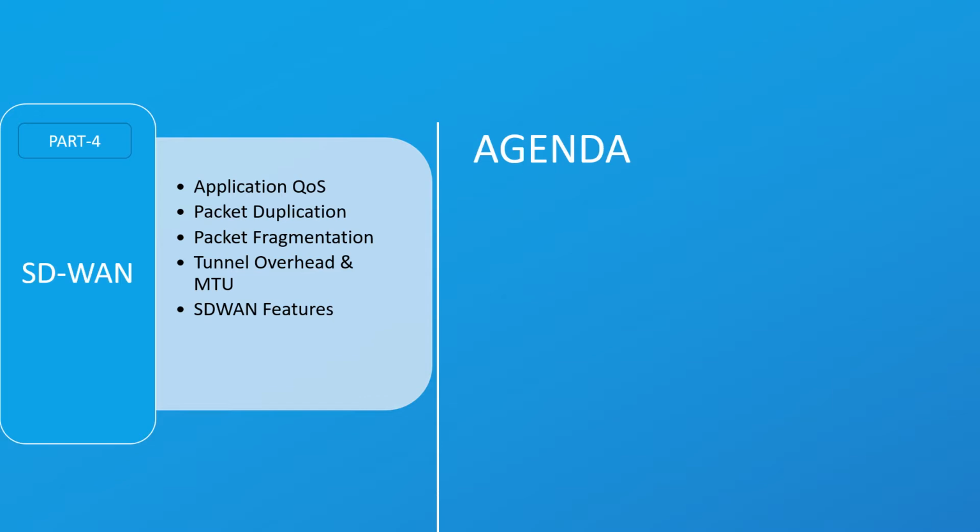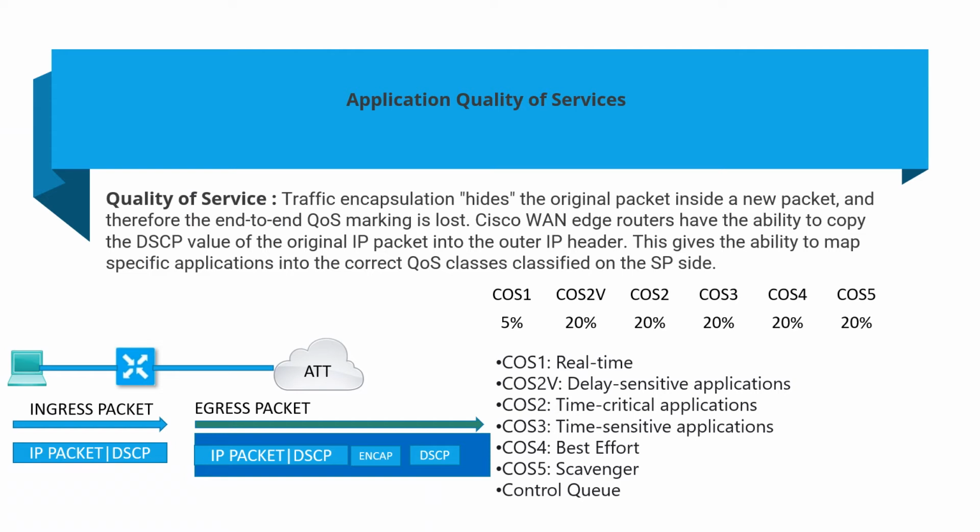Agenda for part 4 is going to be application quality of service, packet duplication, packet fragmentation, tunnel overhead and MTU. And then we are going to talk about some of the SD-WAN features. So let's get started. It is quality of service.